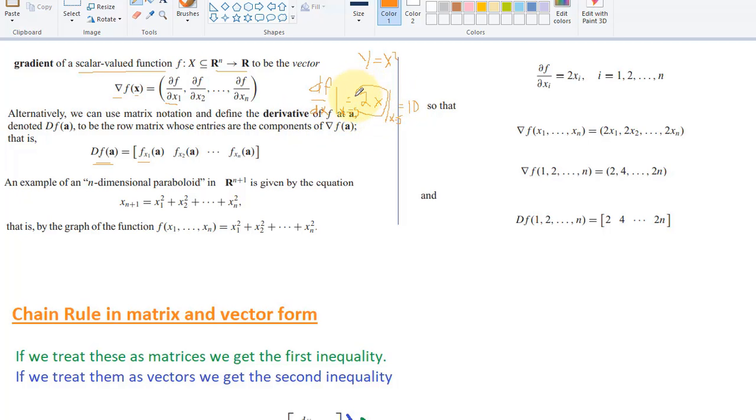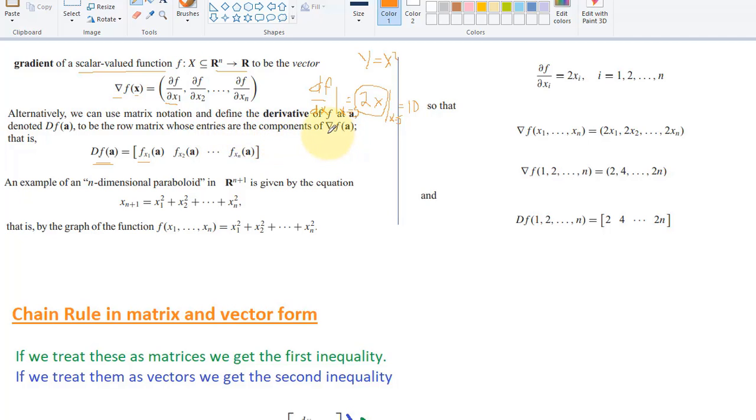But when we talk about the derivative, we talk about the derivative at a particular point. Now this is a point in Rn, so it's a vector, but anyway, I'll call it a point. The derivative at a particular point, so we have to put the actual point into each of the partial derivatives. Then we put the square brackets around this, and that is a matrix now. And so we say it's the row matrix whose entries are the components of this.